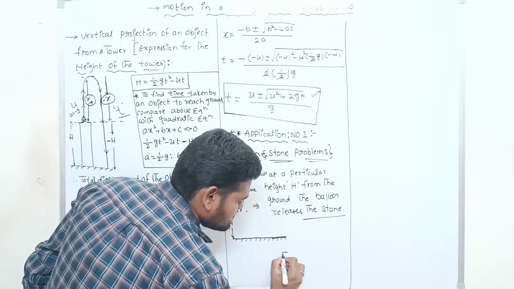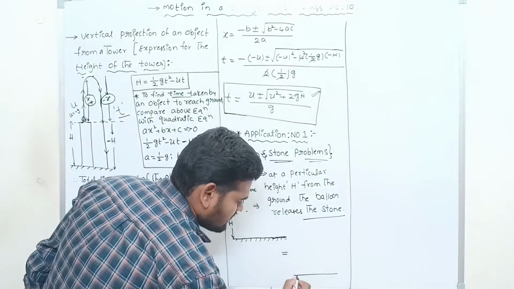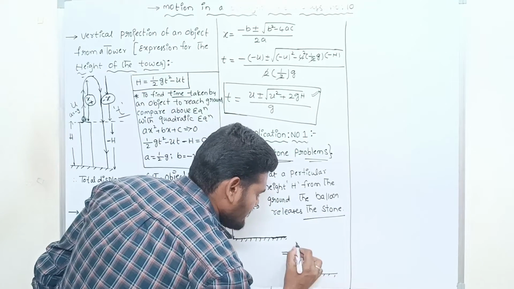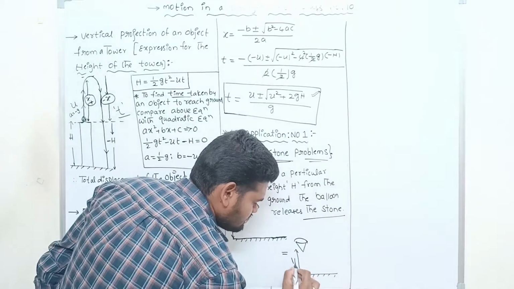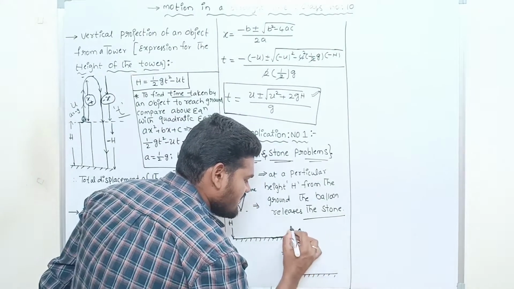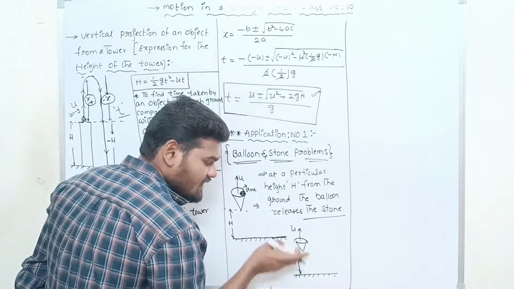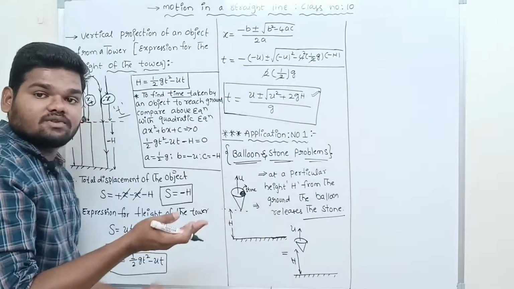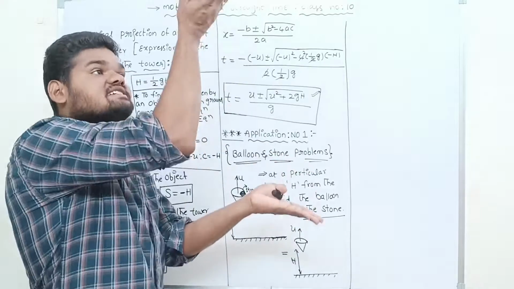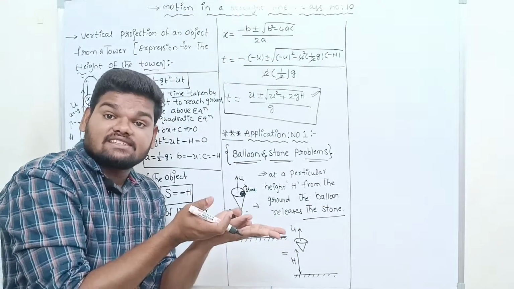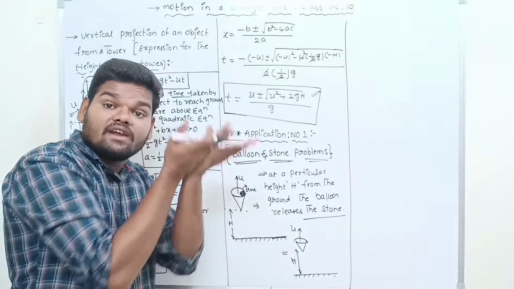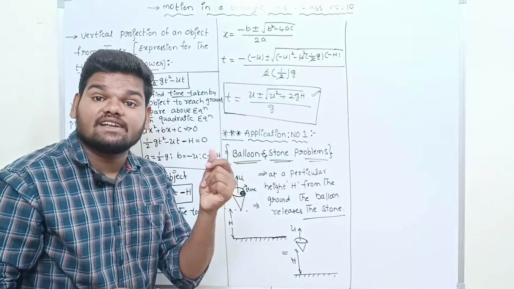Now this diagram becomes like this. Have a look. This is the ground, and the balloon is at a height h from the ground, and it is moving with a velocity u. U be the velocity of the balloon, and it releases the stone. The balloon is moving like this, and it releases the stone. So what is the velocity of the balloon? U, and it releases the stone. Those two are moving together. Now what is the velocity of the stone?